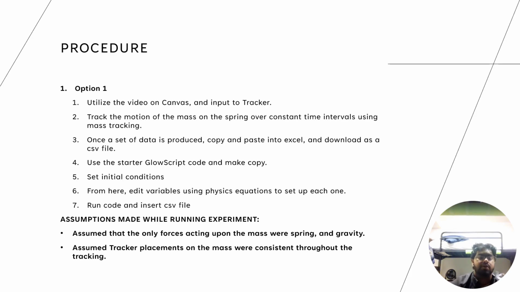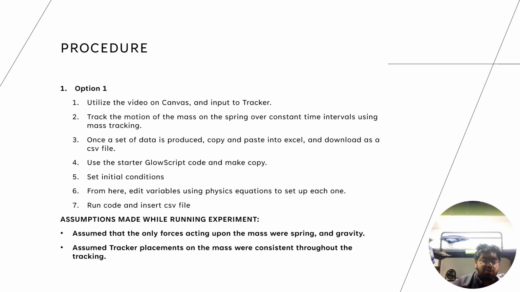Our procedure: we started off by going through the video on Canvas, putting it into Tracker, and figuring out where the points were by using the mass tracking. Once we had a data set, we put it into Excel. We exported it as a CSV file, and then using the starter code in GlowScript, we accessed the code, set the initial conditions, changed around some variables, ran the code, put it in our CSV file, and then we got a graph which we observed and analyzed.